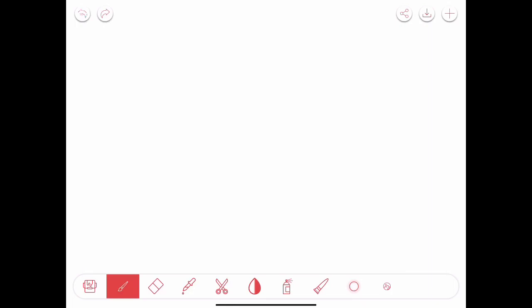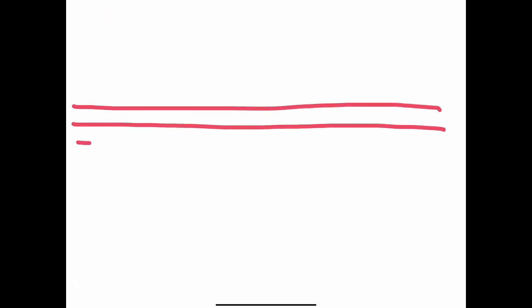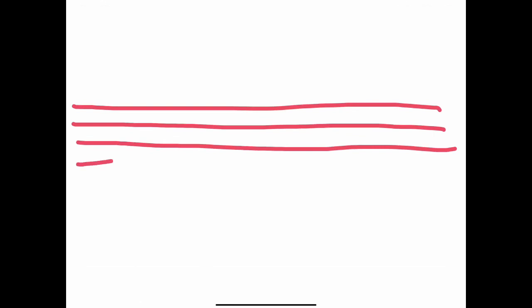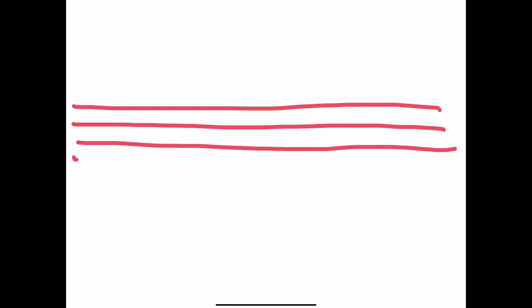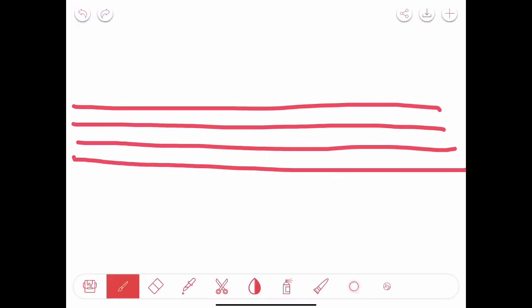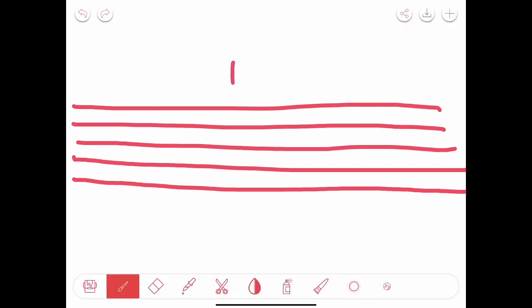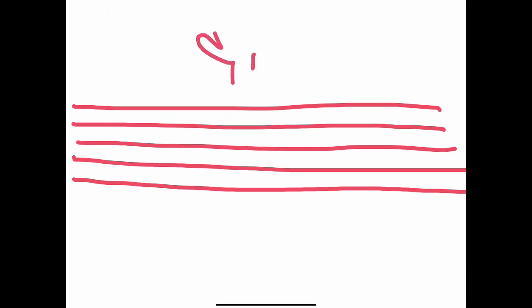Now, one of the things that is most fundamental, I still don't understand how there is anyone that cannot tell me how many lines and spaces are on the staff. Here we go. There is 1, 2, 3, 4, 5. 5 lines.